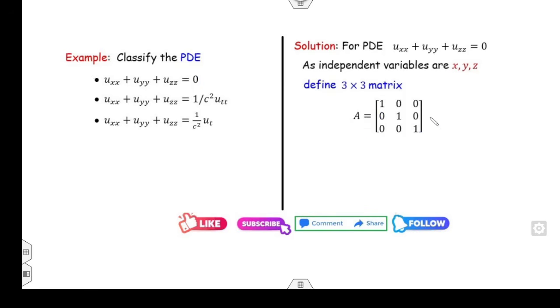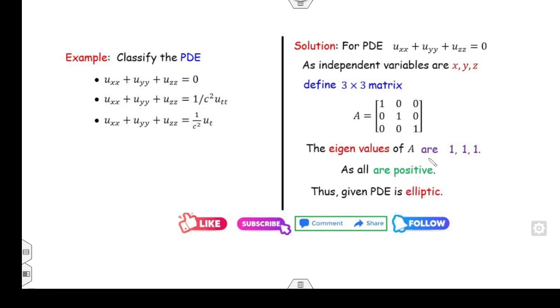So can you find the eigenvalues? Clearly say the eigenvalues are my 1, 1 and 1 and all are same sign. Fine. तो अगर सेम साइन है तो कौन सा नेचर होता है आपके पास? दैट इज कॉल्ड एज द इलिप्टिक पार्शियल डिफरेंशियल इक्वेशन.